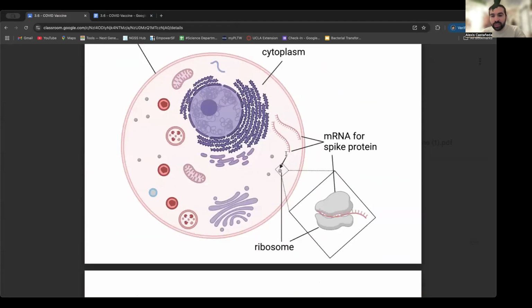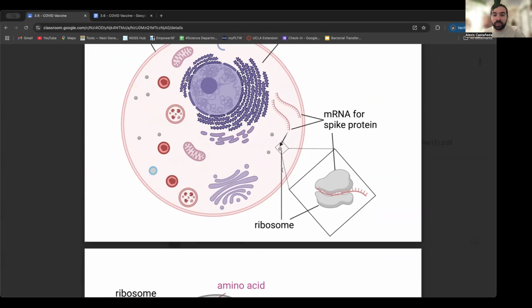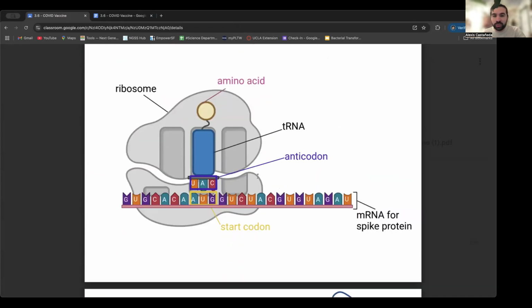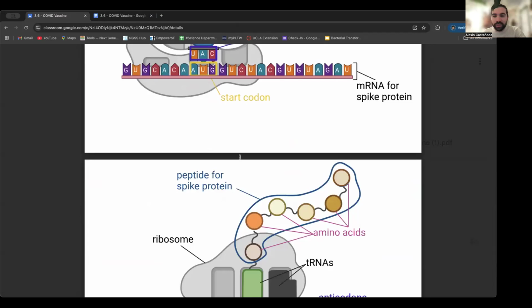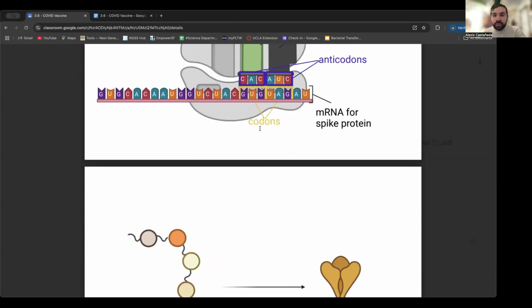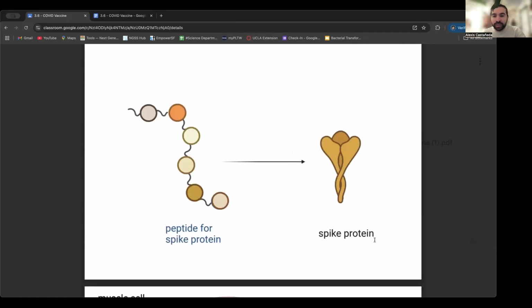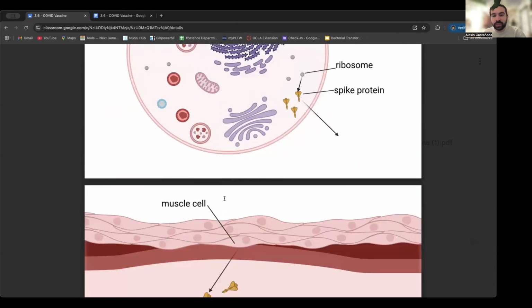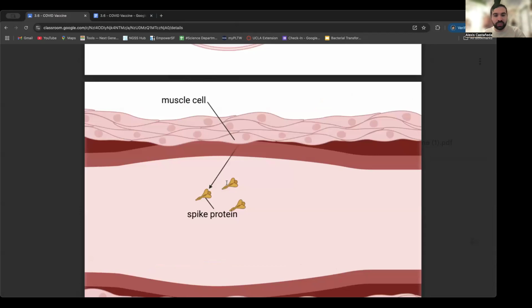The mRNA, as we know, when mRNA is in the body, it goes to the ribosomes, and that mRNA is going to go through what's called translation, and it's going to create a protein. So once it goes into the ribosome, the mRNA is going to be translated. We're going to add amino acids, and we're going to create a peptide. That peptide will then fold and become what we call the spike protein. That spike protein then has been produced. It's now going to leave the cell, and it's going to go into the blood. And the same process that we did from before continues.